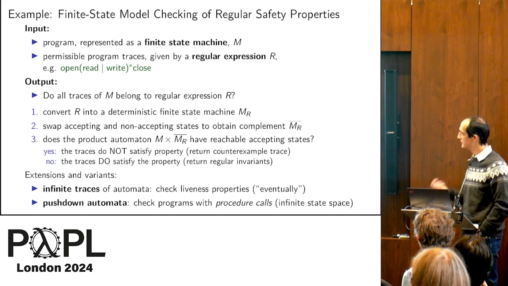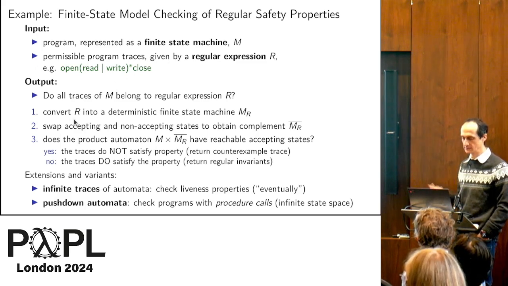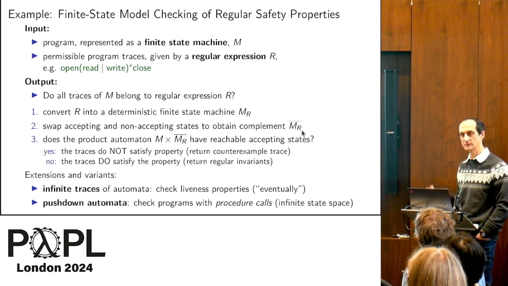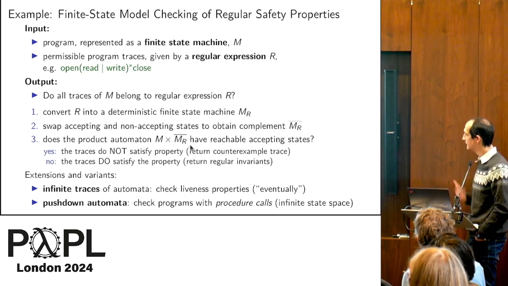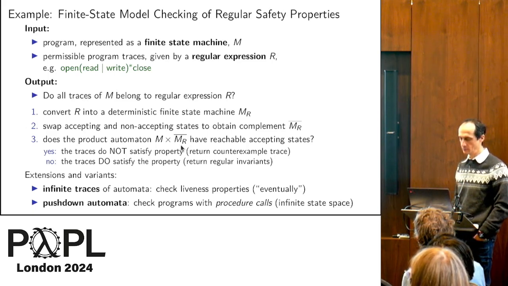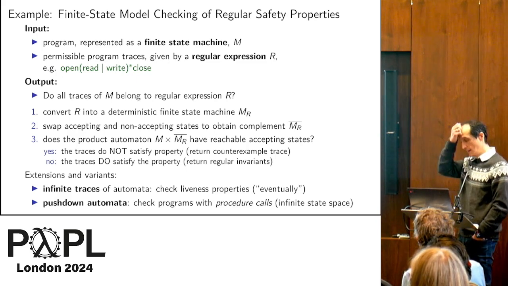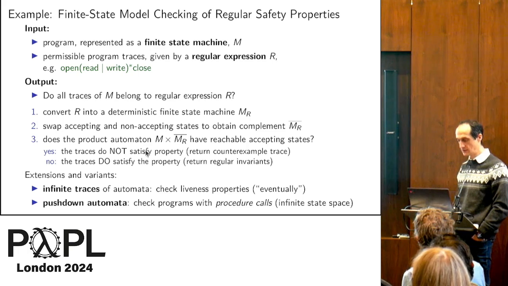And you can probably imagine the algorithm to do that. You take this regular expression, convert it to a deterministic finite state machine. Let's denote it MR. Then you complement this, then you get a complement. Then you take the product automaton, and that way you can check the intersection of the two languages. And this gives you the words that belong to this automaton, that are accepted by this automaton, give you counterexamples for your property. So if you find such a counterexample, then this is actually a counterexample trace showing that there is an execution that doesn't satisfy the property.